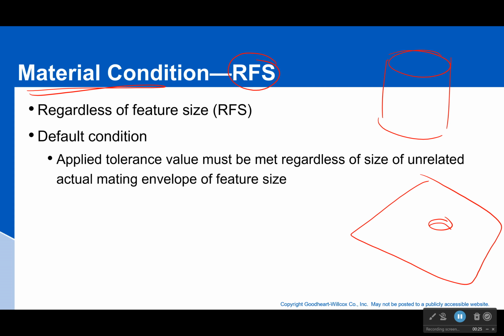Now, if you don't see a symbol, so you have your feature control frame right here, and it says it's perpendicular, and you see 0.05, and there's nothing next to it, well, then that is assumed to be meaning regardless of feature size. Regardless of feature size means that nothing matters. It doesn't change. Like if it's bigger, if it's smaller, the tolerance zone is the tolerance zone. We don't get any extra, we don't get any less. It's just 0.05. So it does not matter what's going on there.